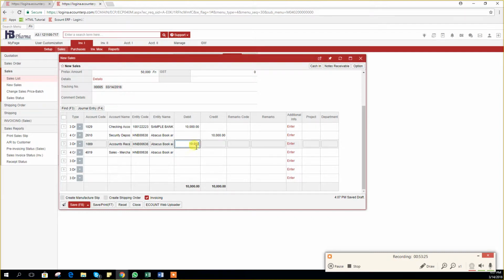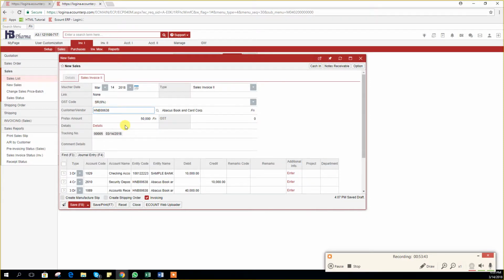So now 10,000, 10,000. Okay, the debit, all right, credit na security. So this is going to be the journal entry, yung merong down payment.